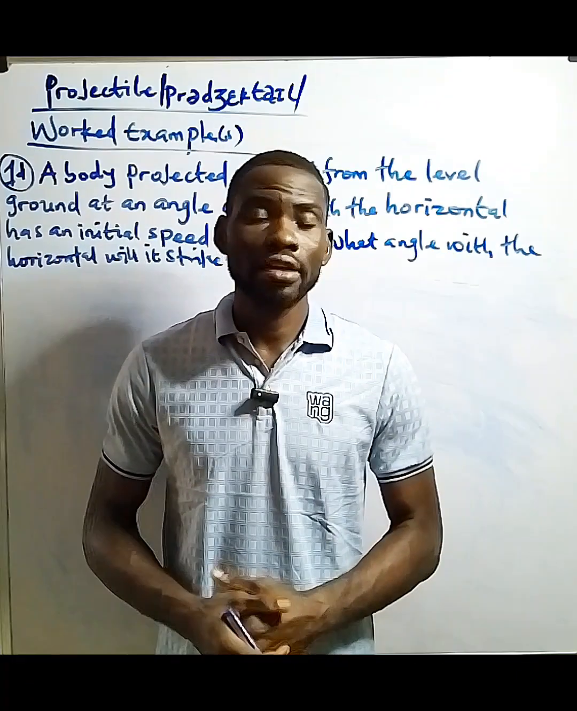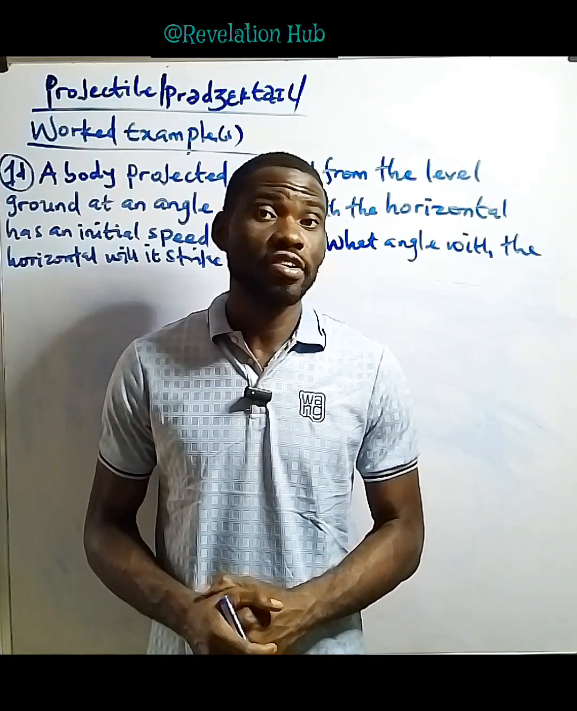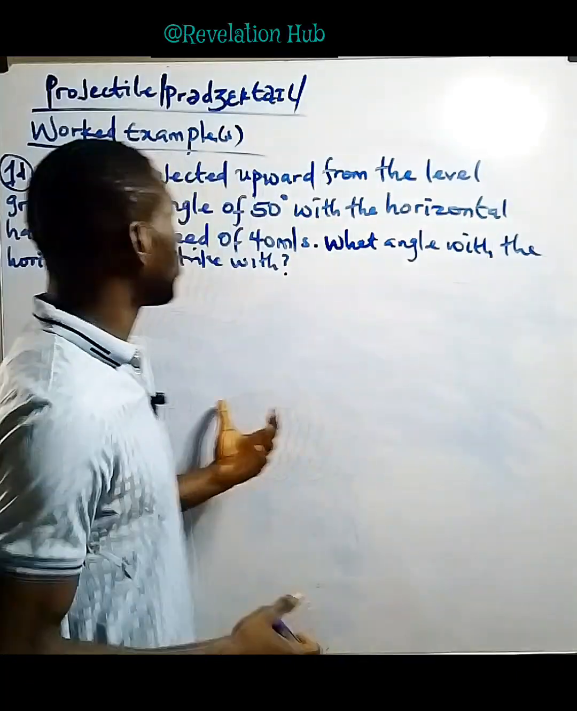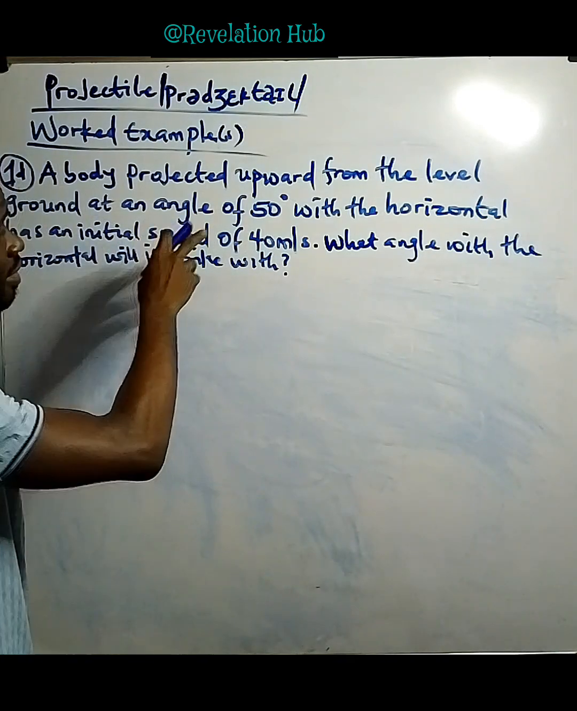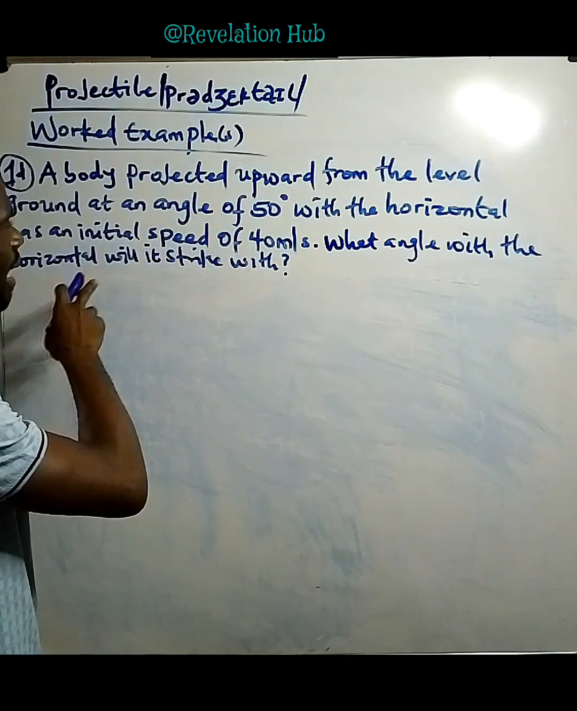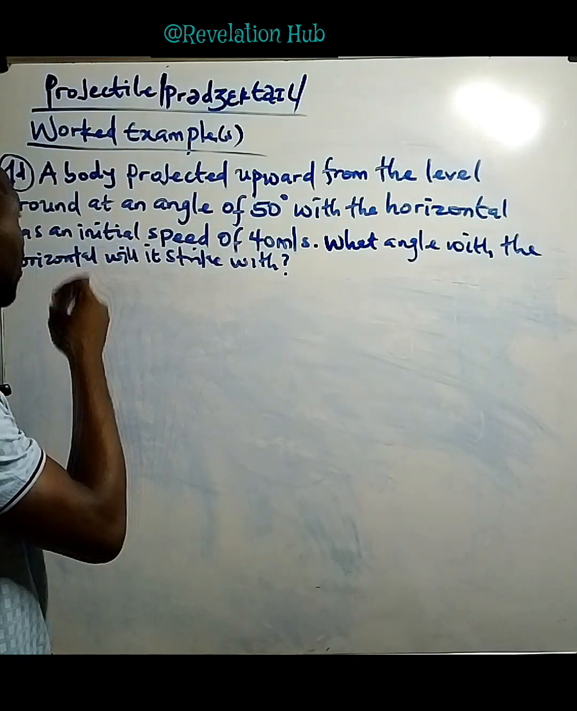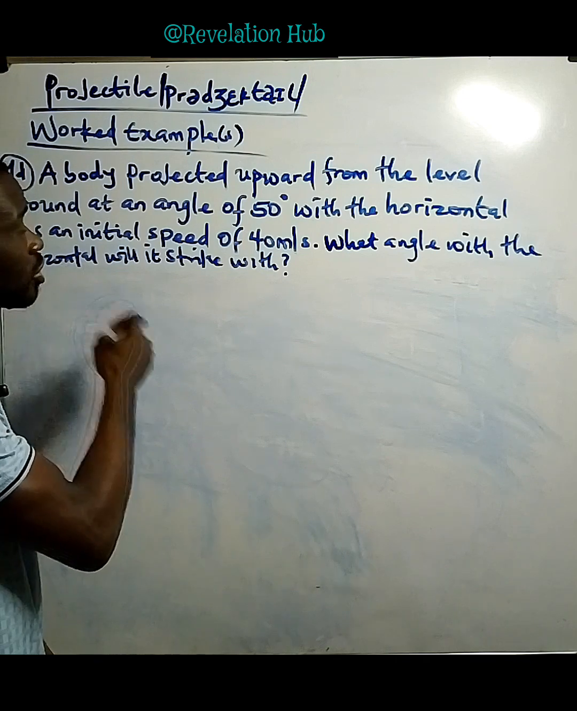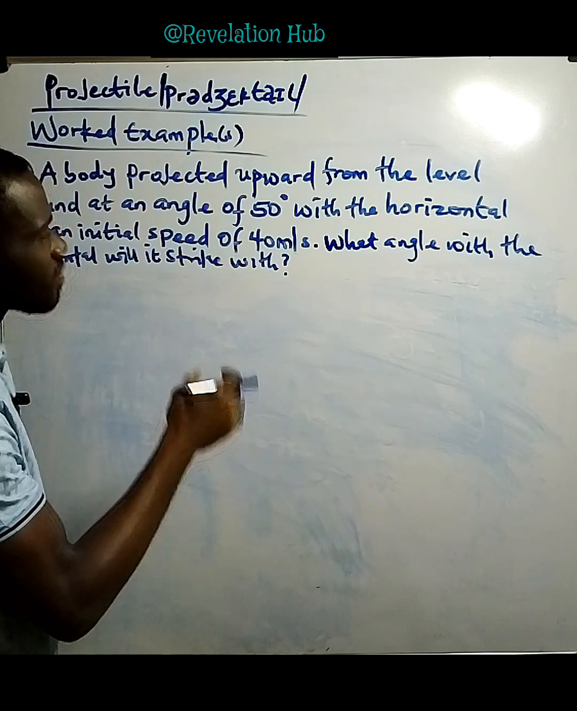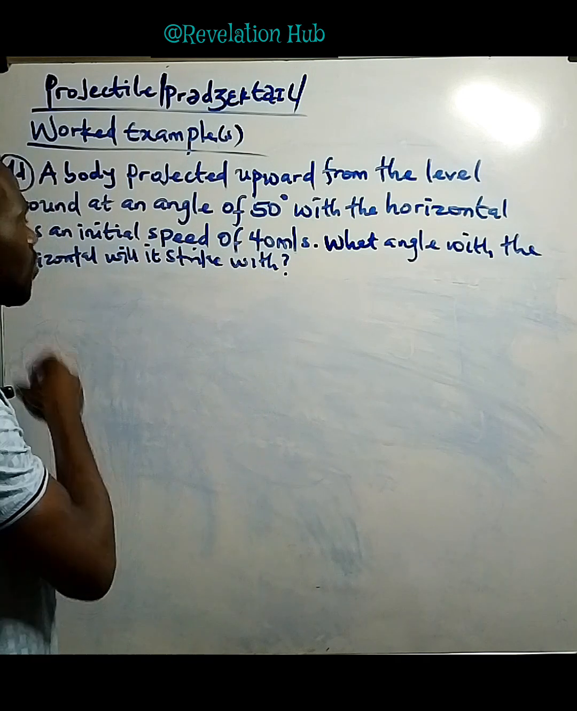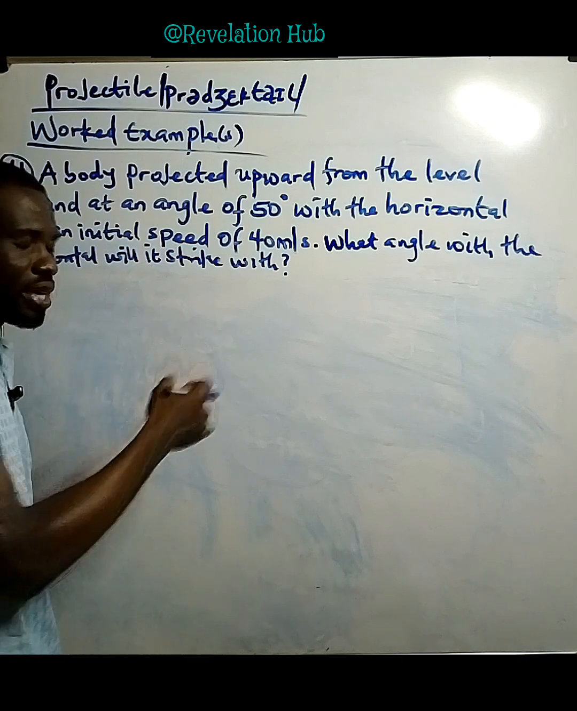Okay, guys, let's look at the final example under the first series of examples. Now look at the question on the board. A body projected upward from level ground at an angle of 50 degrees with the horizontal has an initial speed of 40 meters per second. What angle with the horizontal will it strike the ground with?